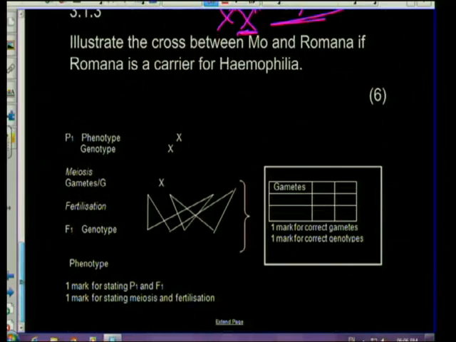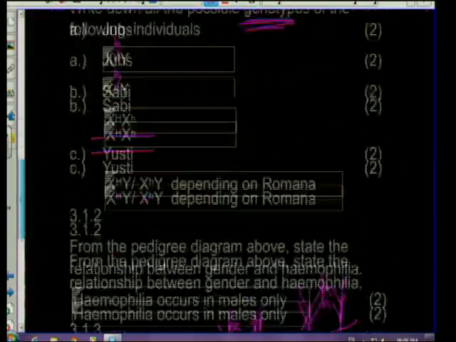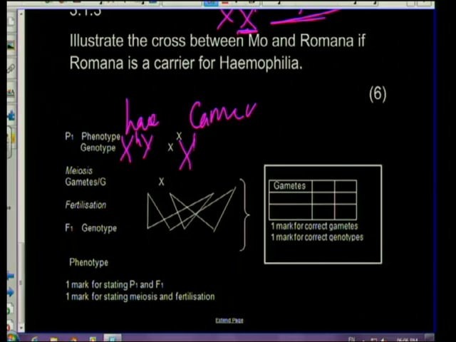Right? Illustrate a cross between Mo and Romana if Romana is a carrier of hemophilia. Mo, let's go back. Mo is a hemophiliac. Romana is a carrier. So Mo is X small h, X Y, whereas Romana is X big H, X small h. The gametes here will be X small h, Y, X capital H, X small h.